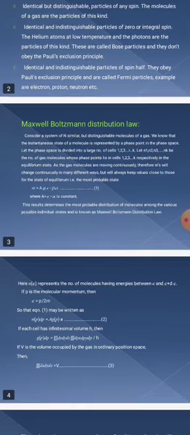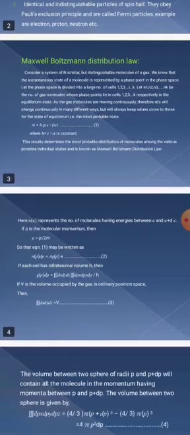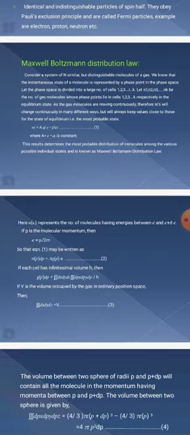Next, the Maxwell Boltzmann distribution law. First we consider a system of n similar but distinguishable molecules of gases. We already know that the instantaneous state of a molecule is represented by the phase space. Let the space be divided into a large number of cells, consisting of 1, 2, 3 up to k. In those cells, the number of particles can be expressed as n1, n2 up to nk.